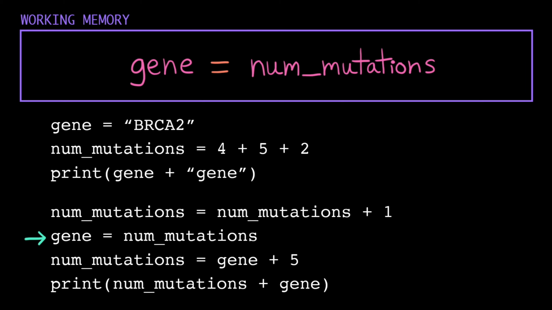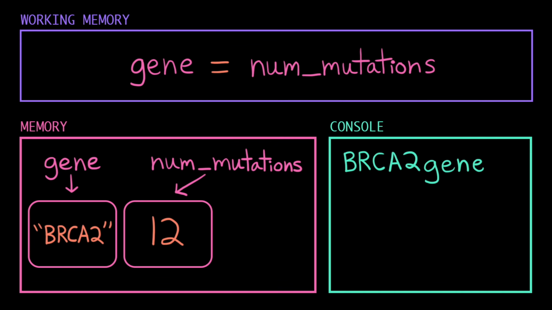How do you think this assignment works? Though it may look like it, this does not create some special permanent link between the variable Gene and the variable nummutations where they'll forever be the same value now. What it does is go off to its short-term memory, looks for the variable Gene, and then moves it to point to the same location as nummutations.